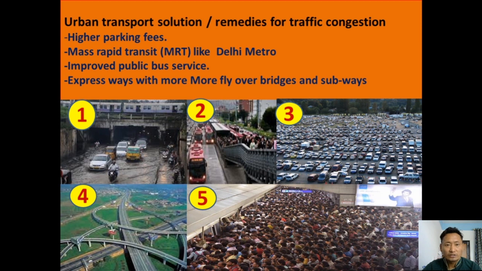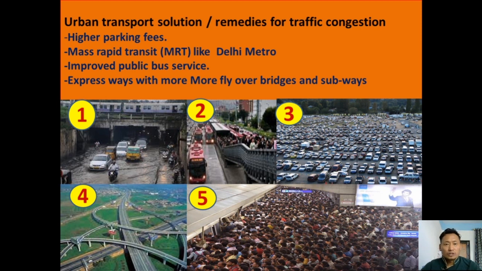Rapid means very fast. Transit means going from one place to another, or from one station to another station. So this is mass rapid transit. For example, Delhi Metro is capable of carrying thousands of people in one go and in a very rapid manner from one station to another. And in every station we have different entry and exit points in different directions. So that is the idea of mass rapid transit, in order to minimize the traffic problems in metropolitan cities of the world.